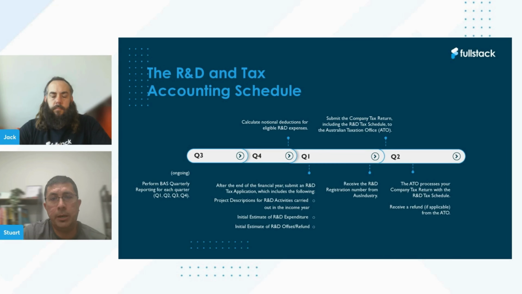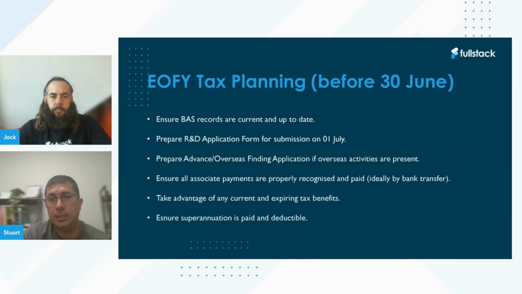This includes project descriptions, an estimate of the R&D expenditure, as well as an estimate of the refund that you might receive. We lodge the application, and hopefully within a matter of days or weeks, we receive the registration number from AusIndustry. We then use that to populate the tax return, including an R&D schedule. And we file this with the tax office. Another few days or weeks, we then receive a refund after the tax return has been processed. So that's the general theme.